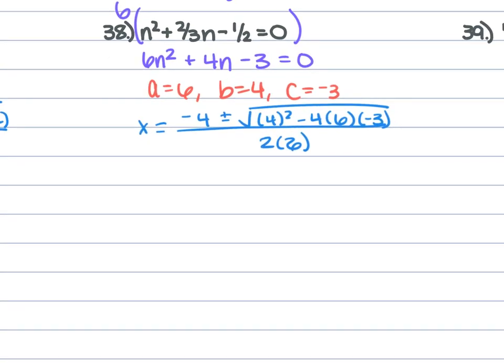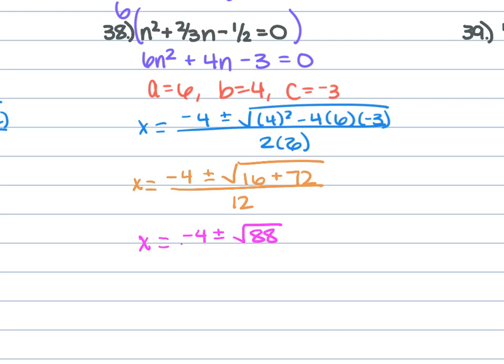So we're going to simplify this one even further now. So x is equal to negative 4 plus or minus the square root of 16. The negative 4 times 6 is negative 24, and the negative 24 times negative 3 gives us a positive 72. All over 2 times 6, which is 12. If we add the 16 and the 72, that's going to give us an 88. So x is equal to negative 4 plus or minus the square root of 88 all over 12.